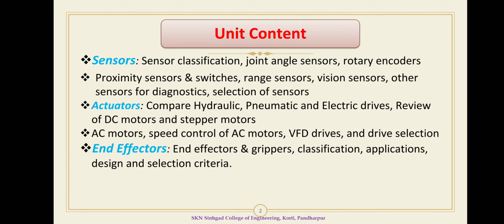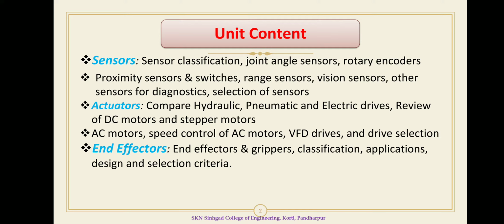So the unit content of chapter number 2: sensors, classification of sensor, then different types of sensor, joint angle sensor, rotary encoders, proximity sensors and switches, range sensors, vision sensors and other types of sensors. Then actuators, which are the peripheral drives of robot. So comparison of hydraulic actuator, pneumatic actuator and electric actuator. Review of DC motors and stepper motors, AC motors, VFD drives and drive selection.